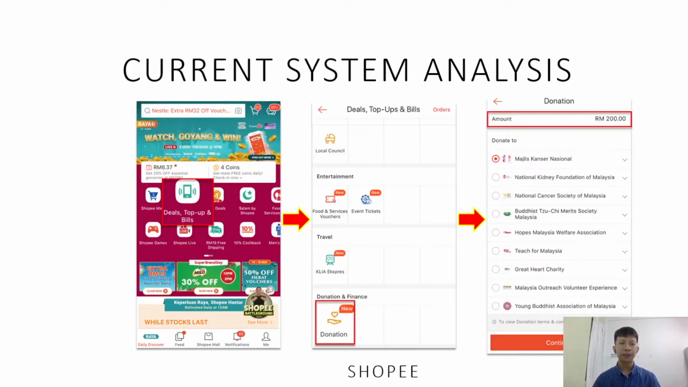Now we're going into the current system analysis. Another system with a donation feature is Shopee. You can see in the second image that Shopee has a donation feature, with various donations such as Majlis Cancer and the National Cancer Society of Malaysia. This is a feature provided by Shopee donations.